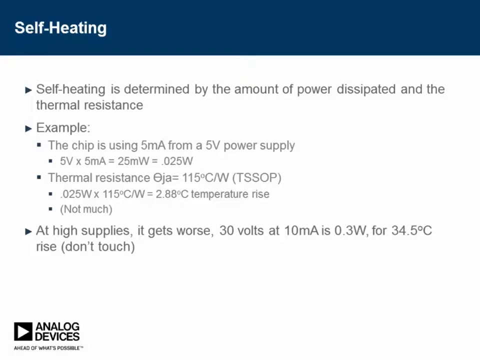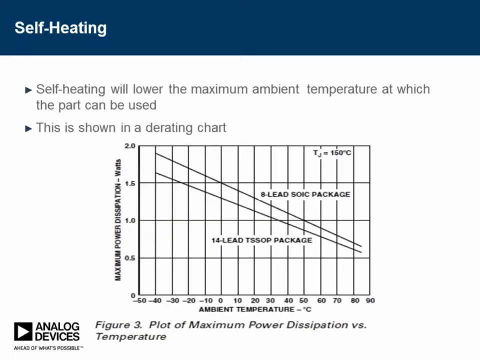But if you have products that run at higher power, or you run at higher supplies, and let's say you've got a 30-volt design at 10 milliamps, that's 0.3 of a watt, and now you've got almost a 35 degree C rise, and you can get up to where you're too hot to touch. That's one thing, but it also is going to compromise the product. And often you need to do that, because that's the way your system works.